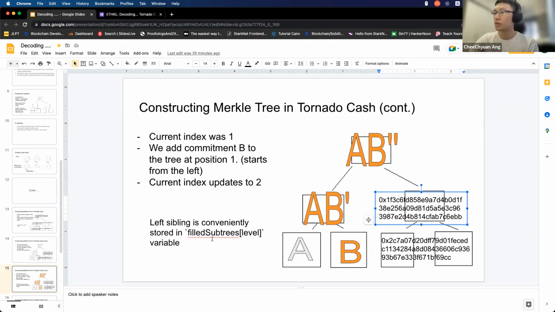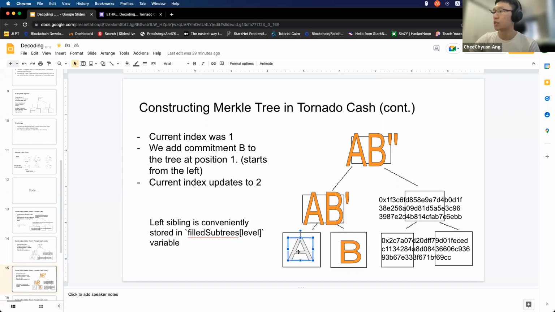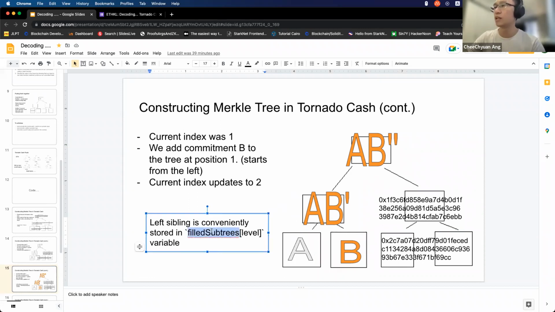A note that you'll see later is that they only need to store the left sibling of the tree, because you do not need to know what comes before, since we're not going to need it again. You only need to know this one. So they conveniently store this according to level. At level 32, this one will be A. At level 31, it will be AB, and so on and so forth. We will see that later in action, but I just want to highlight that they are using this mapping to store the hash of the left sibling.